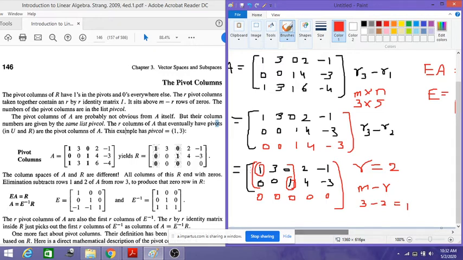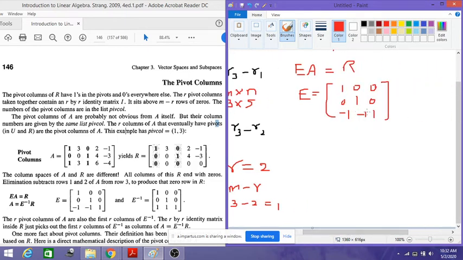So we have taken this position as well as this position. You see, we have taken this 1 as well as this 3. Therefore we have to put minus 1 there, because those are the multiplying factors in the elimination matrix.